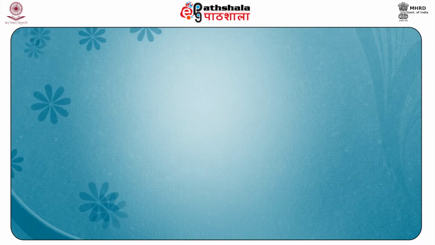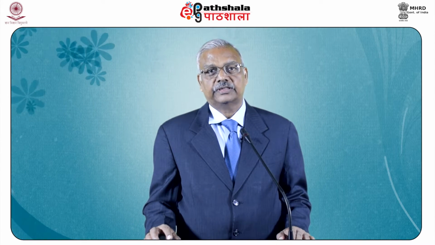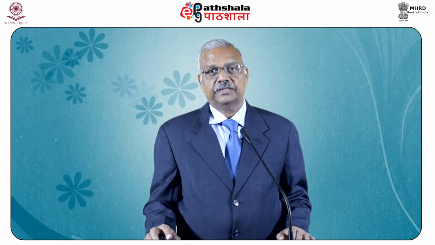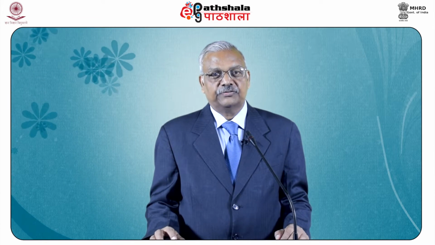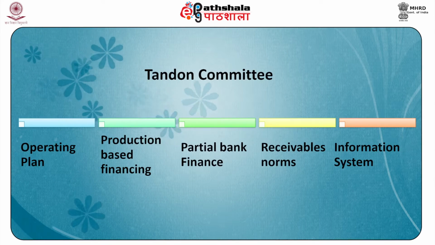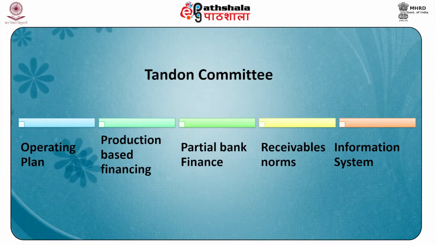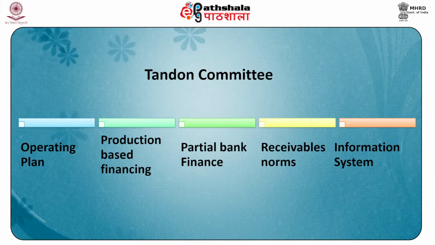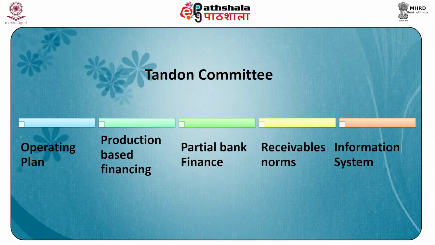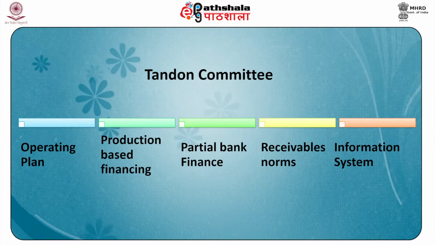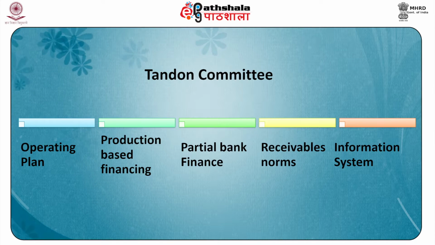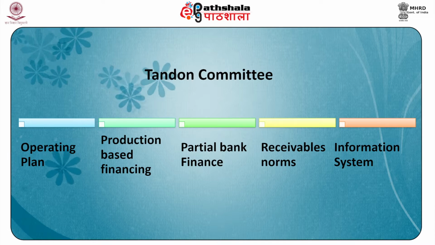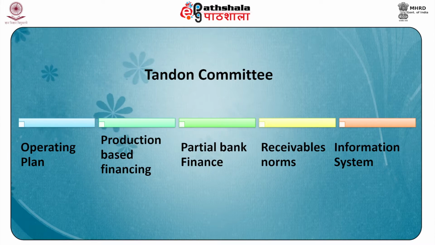Tandon Committee. In July 1974, the Reserve Bank of India constituted a committee with Shri Prakash Tandon as chairman to frame necessary guidelines on bank credit. The Tandon Committee recommended the following norms. 1. Operating plan. The committee recommended that every borrower should draw up an operating plan for the whole year and provide this plan to the bank. This will help the bank to estimate the borrower's credit requirement in the coming year. This will enable the bank to perform the credit planning process more efficiently.